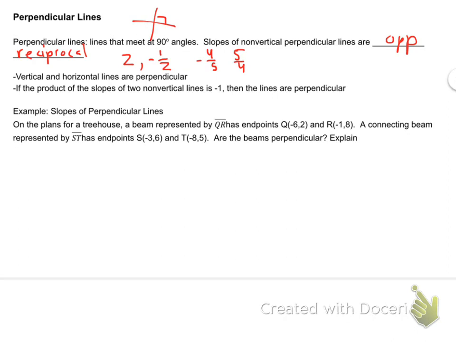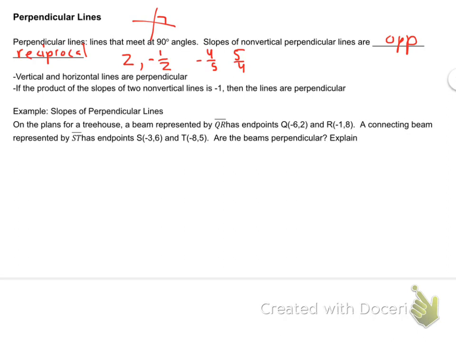Vertical and horizontal lines themselves are considered to be perpendicular. They'll meet at right angles. And the product, here's a cool thing, the product of the slopes of any non-vertical perpendicular lines is -1. Think of this, what's 2 times -1/2? The 2's cancel and you'll end up with -1. If -4/5 is multiplied by 5/4, the 4's cancel, the 5's cancel, and you end up with -1.